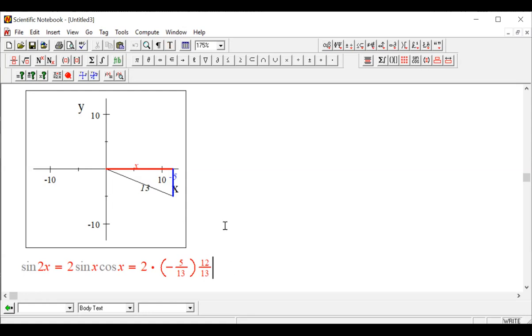So in the end, we get negative. The numerator, I don't know, let's do the denominator. 13 times 13 is 169, and the result is a negative number. So negative 120 over 169.